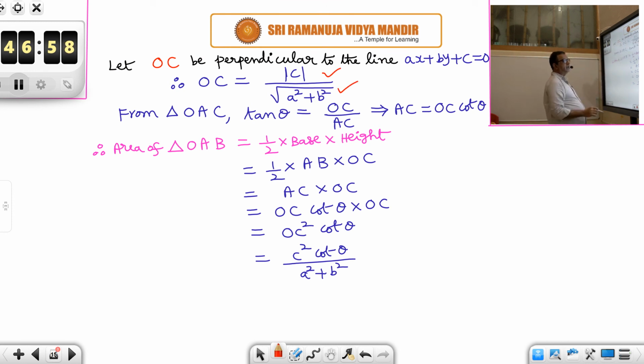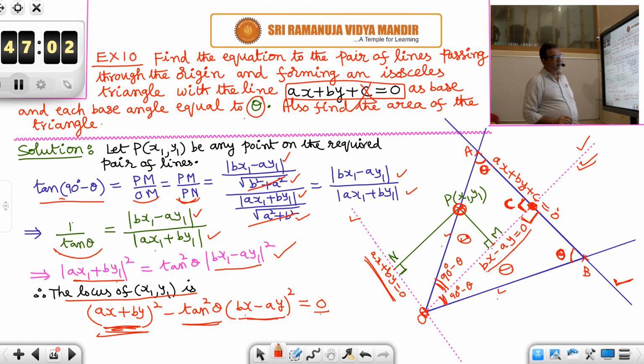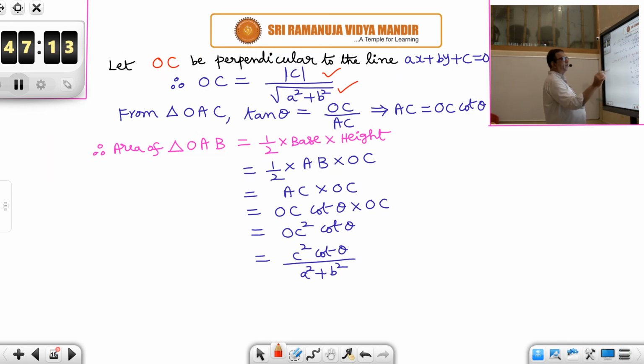From the triangle OAC, what is tan theta? Tan theta is OC by AC, is it not? Tan theta is OC by AC. Therefore, AC is equal to OC by tan theta, which means OC cot theta.